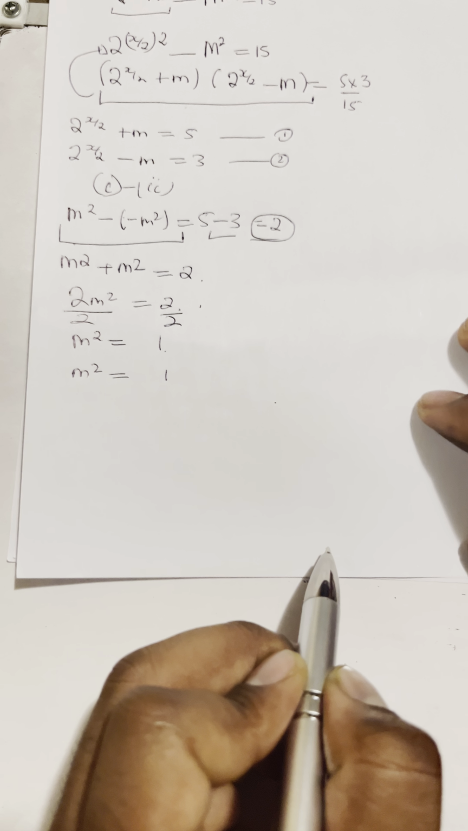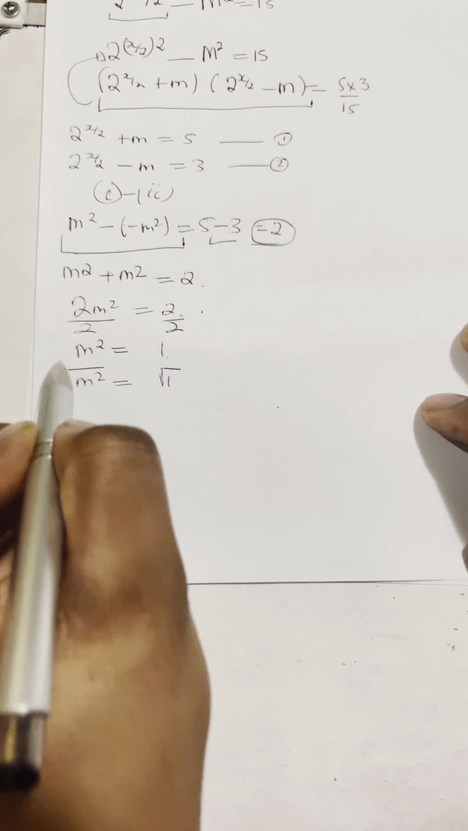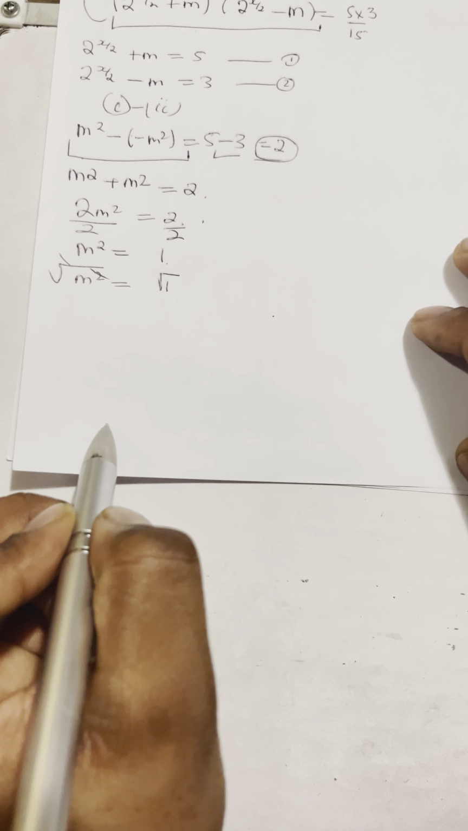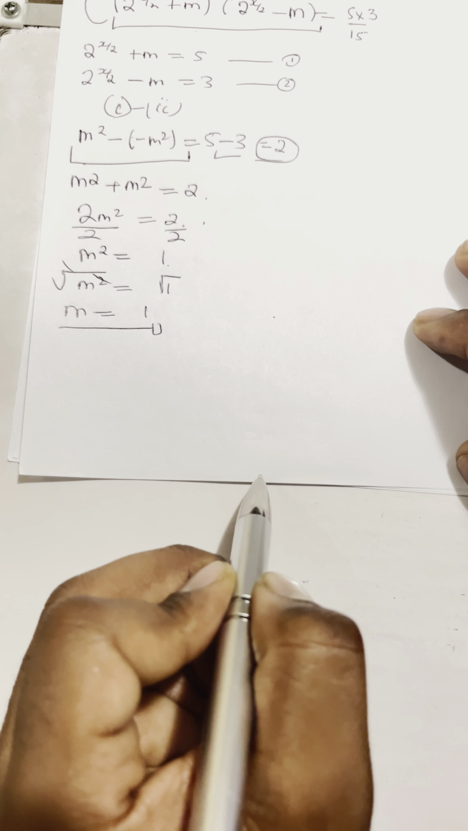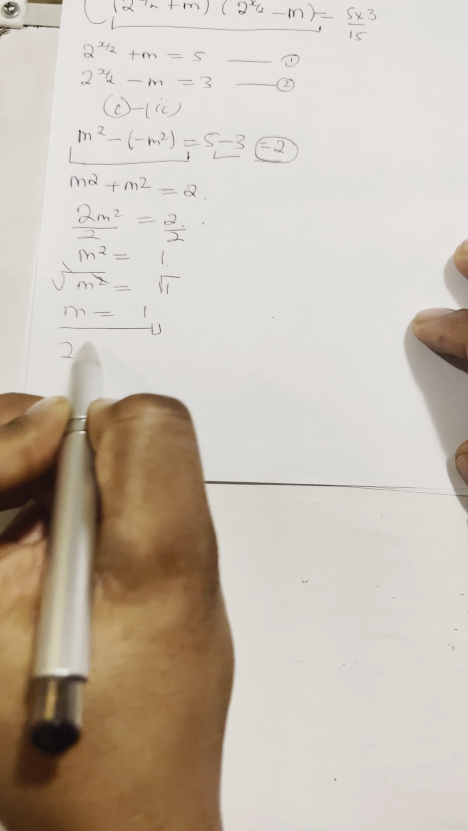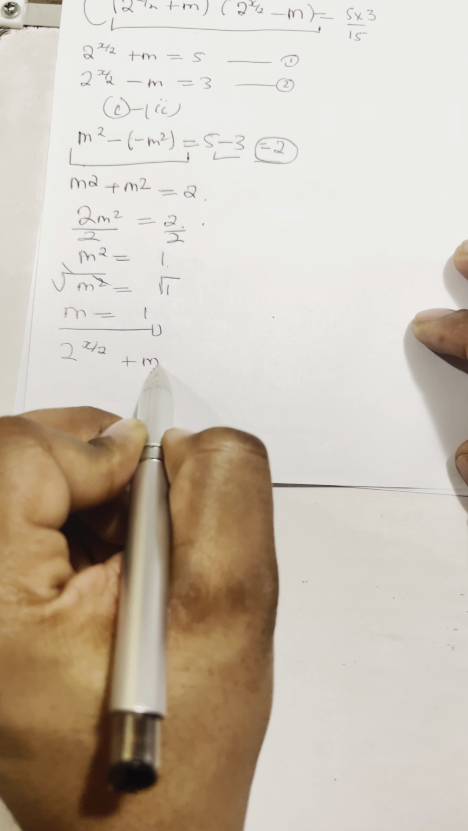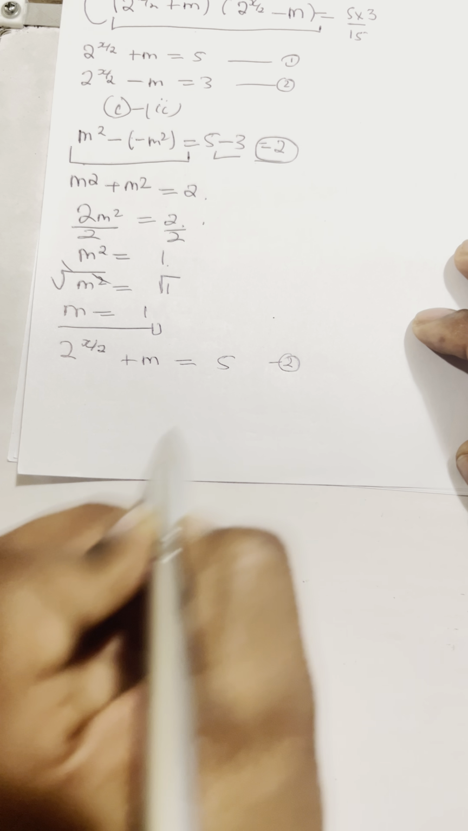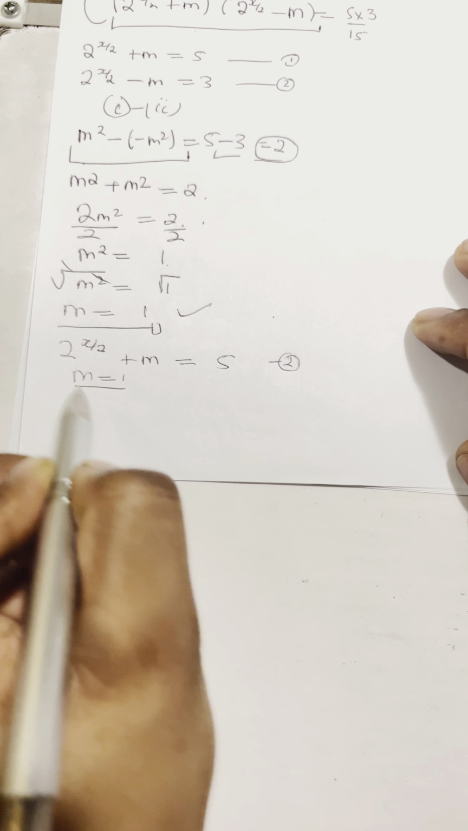What do we do in these instances? We say the square root. Now, the square root cancels this. Then m is equals to 1. All right. So we say 2^(x/2) plus m is equals to 5. This is our second. m is equals to 1 from this one.